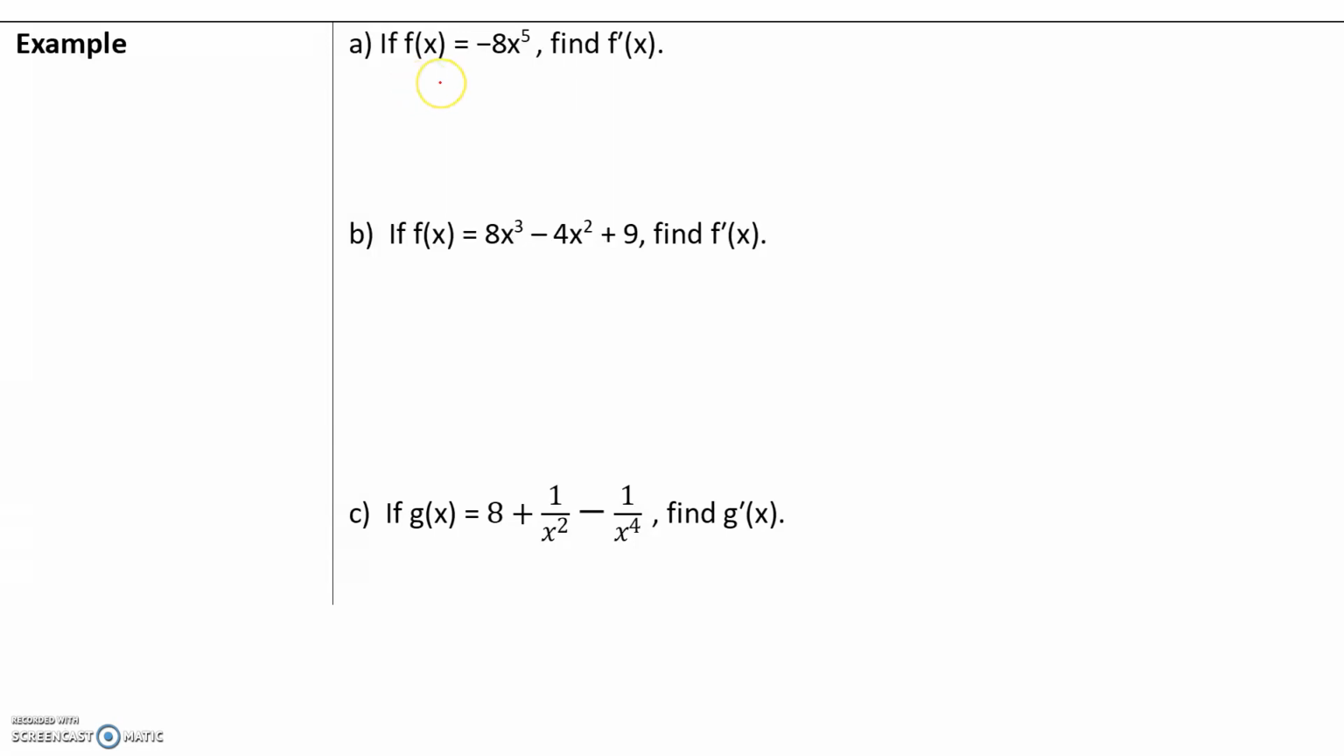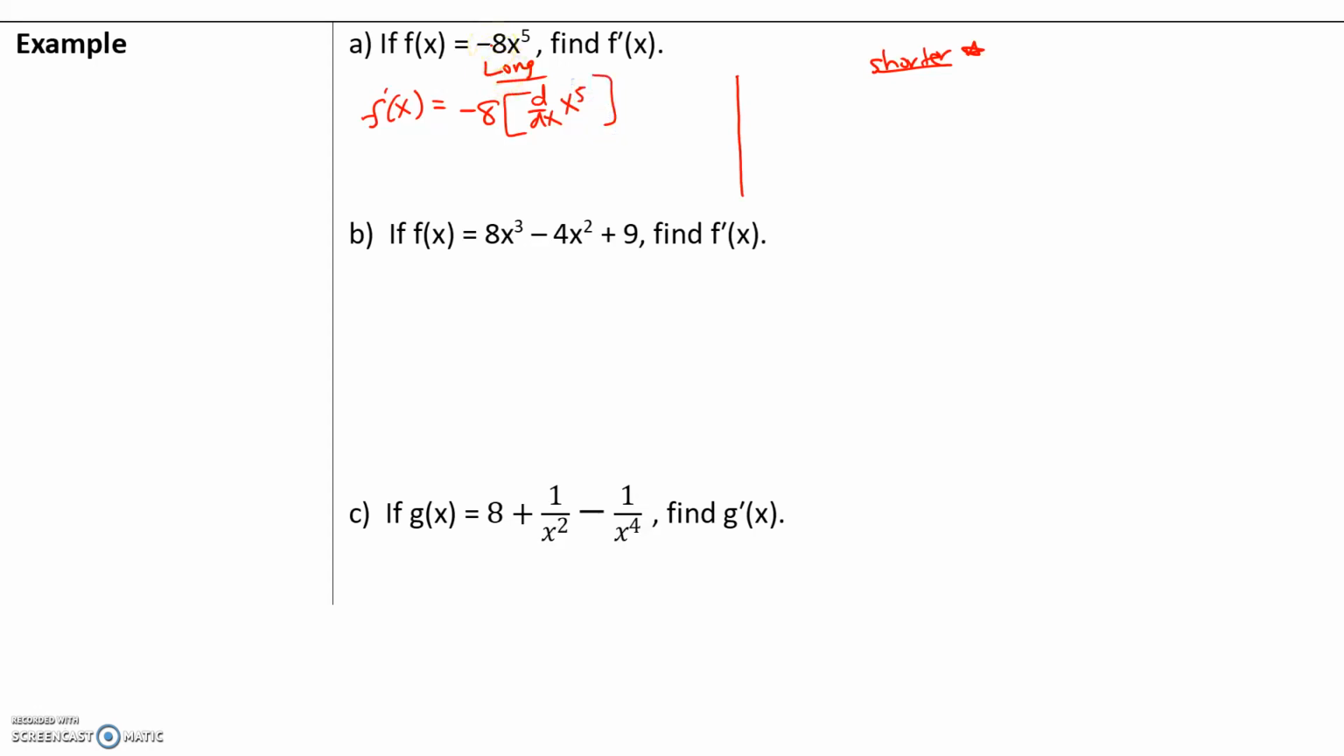If f of x equals negative 8x to the 5th, f prime of x, we'll do it two different ways. The first way is kind of the longer way. The second way is a shorter way, which is the one that we are going to be using in class. But I want you guys to see where the shorter way is coming from. So I'm going to rewrite this f prime of x as negative 8 d dx of x to the 5th.